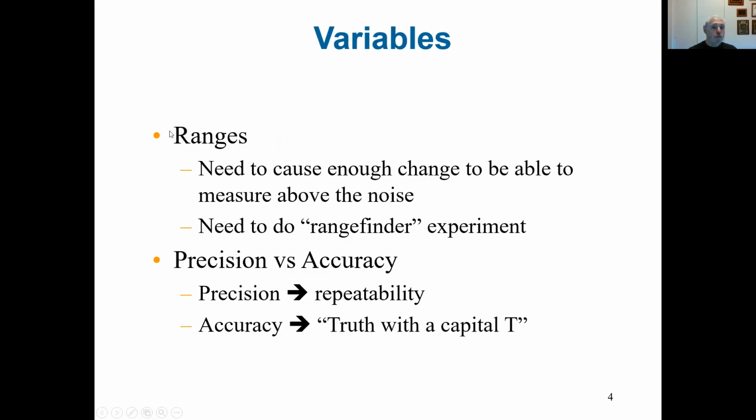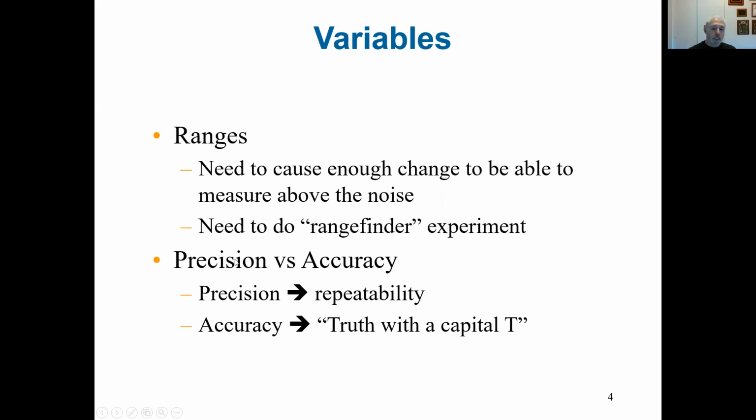So how do you choose the values for your independent variable? You need to have enough of a change to be able to measure differences above the noise. And you determine that by doing, as I said before, what we call rangefinder experiments or some pilot studies.